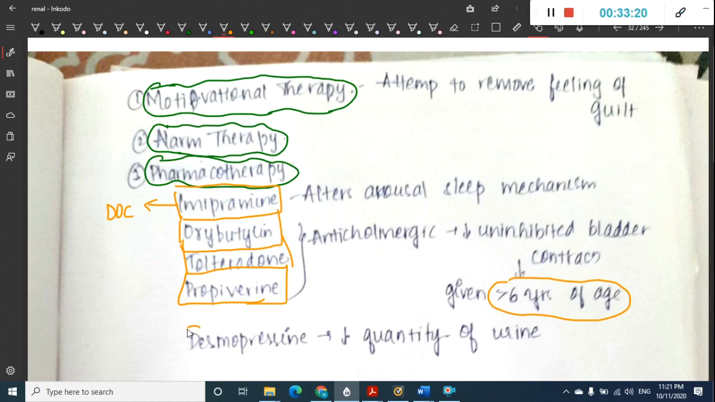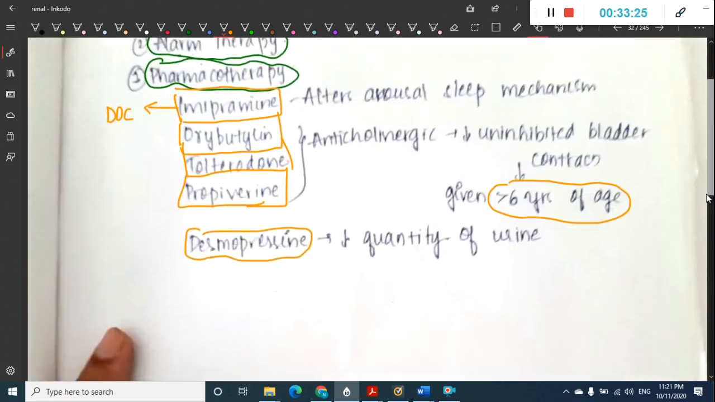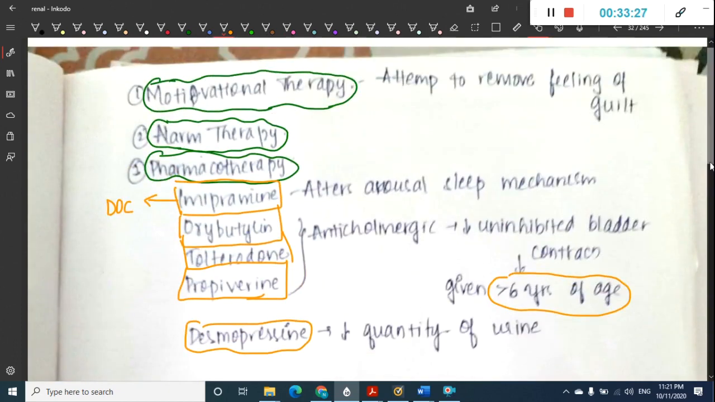You can also give desmopressin because it decreases the quantity of urine. So this is about nocturnal enuresis.